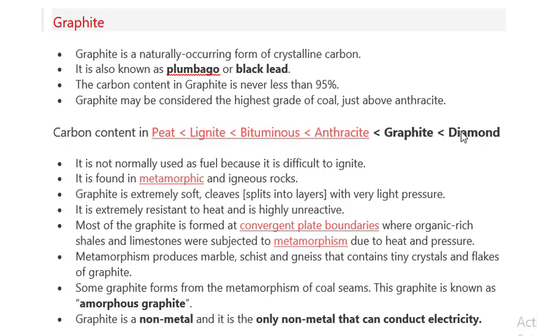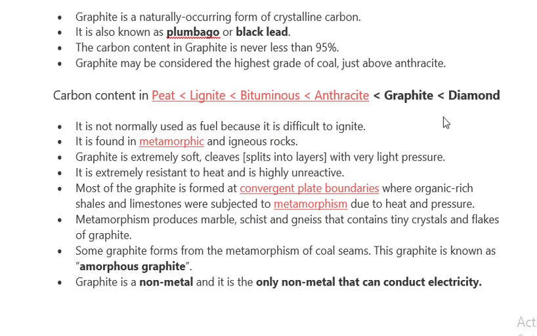Now we move towards the uses. It is not used as a normal fuel. It is not an energy fuel because it is very difficult to ignite, as its ignition temperature is very high. It is a metamorphic rock and sometimes found in igneous rocks also. It is very soft. Cleavage means it splits into layers with very light pressure. Due to this property it is used as a lubricant, because of its softness. It is extremely resistant to heat and highly unreactive.